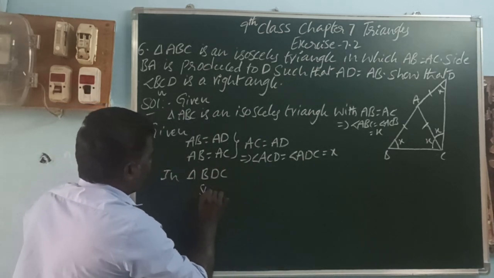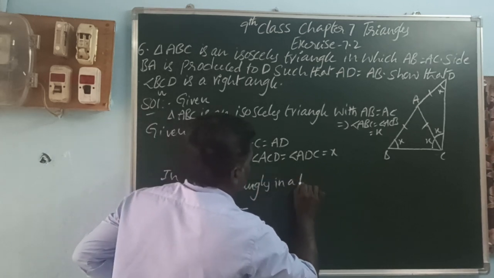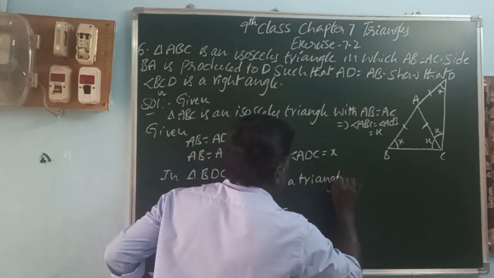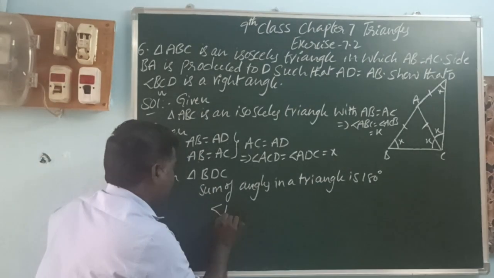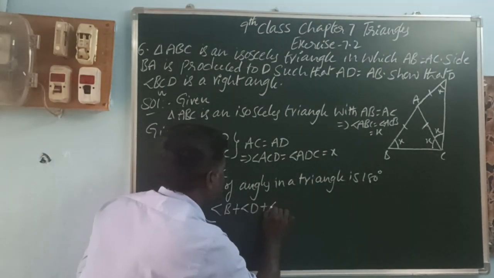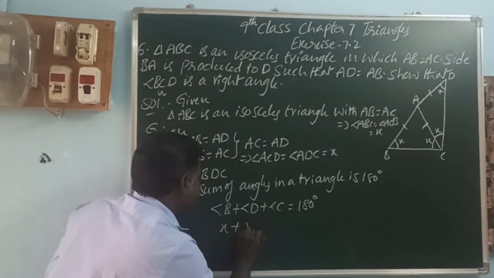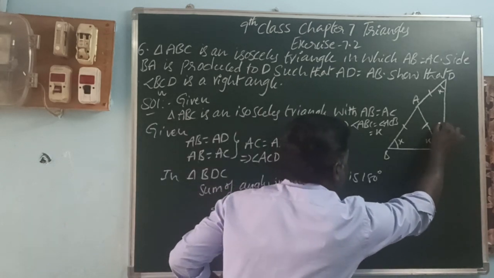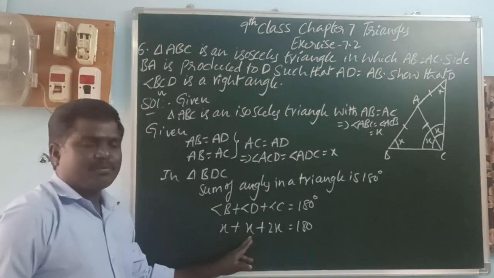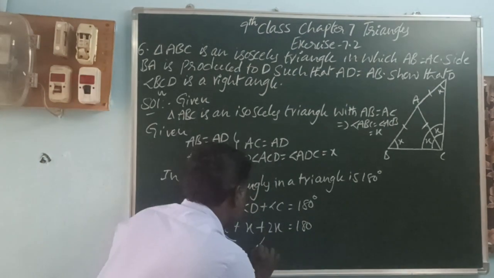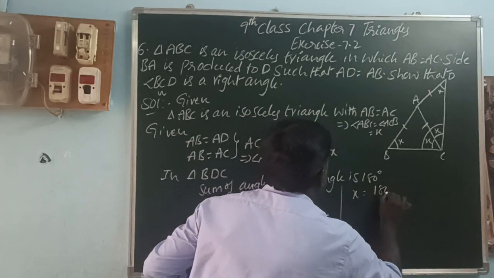So in triangle BDC, sum of angles in a triangle is 180. So angle B plus angle D plus angle C is equal to 180. So angle B is X, angle D is X, angle C, that means these two angles X plus X is 2X, 2X plus 2X is 4X. 4X is equal to 180.